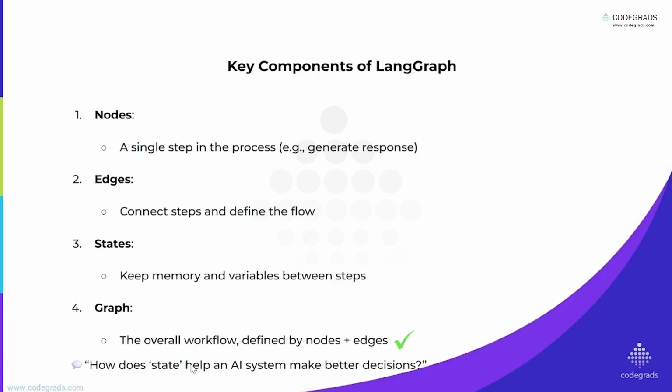Now the question we have, guys, is: how does state help an AI system make better decisions? So discuss this question among yourselves, and we'll also discuss this question and get the best response in the next section.